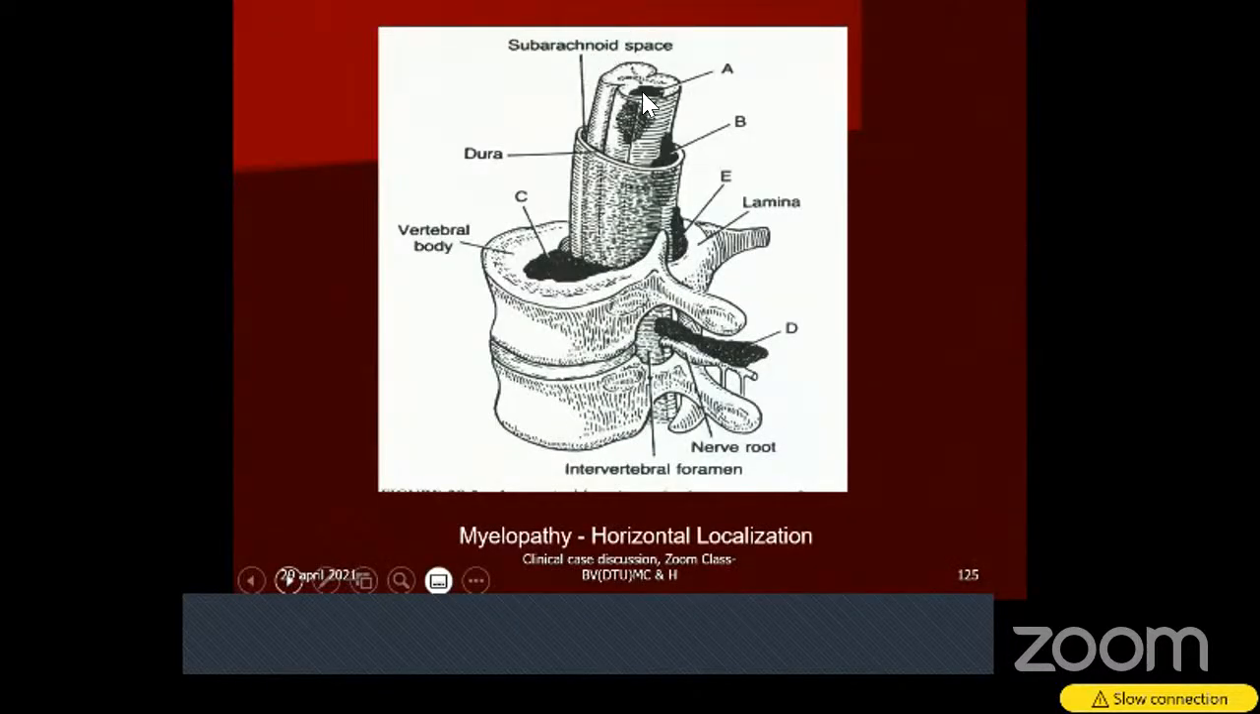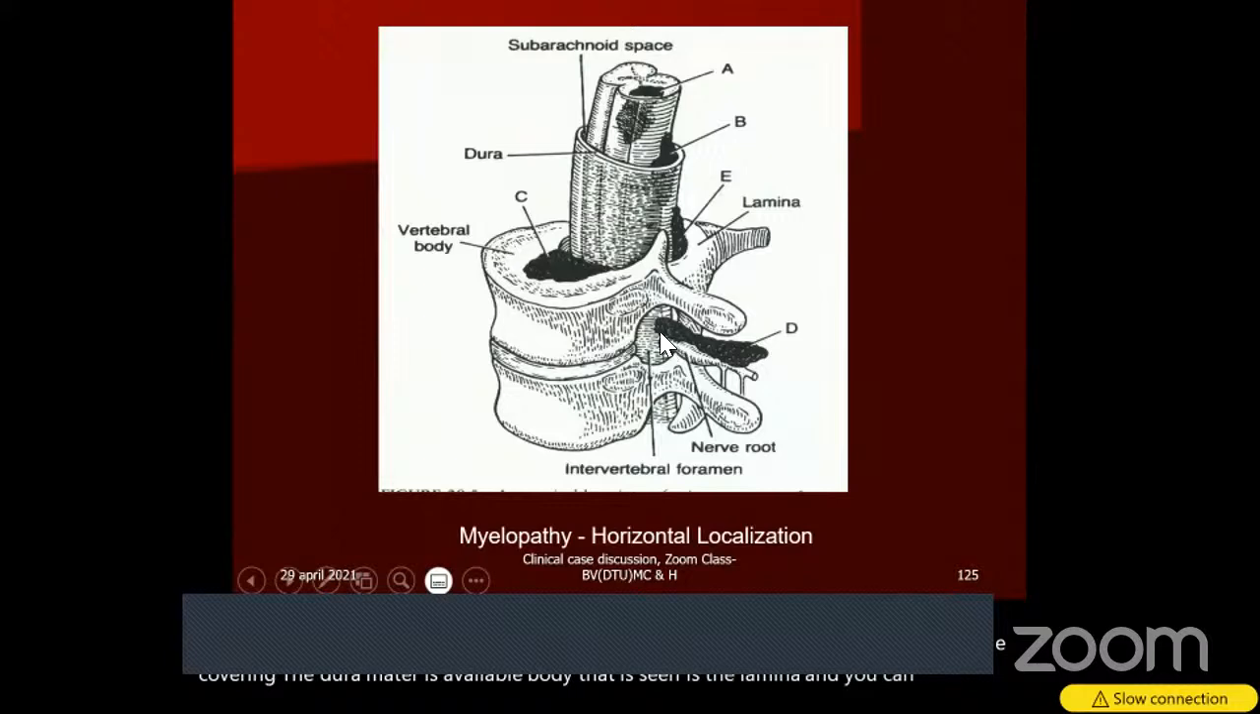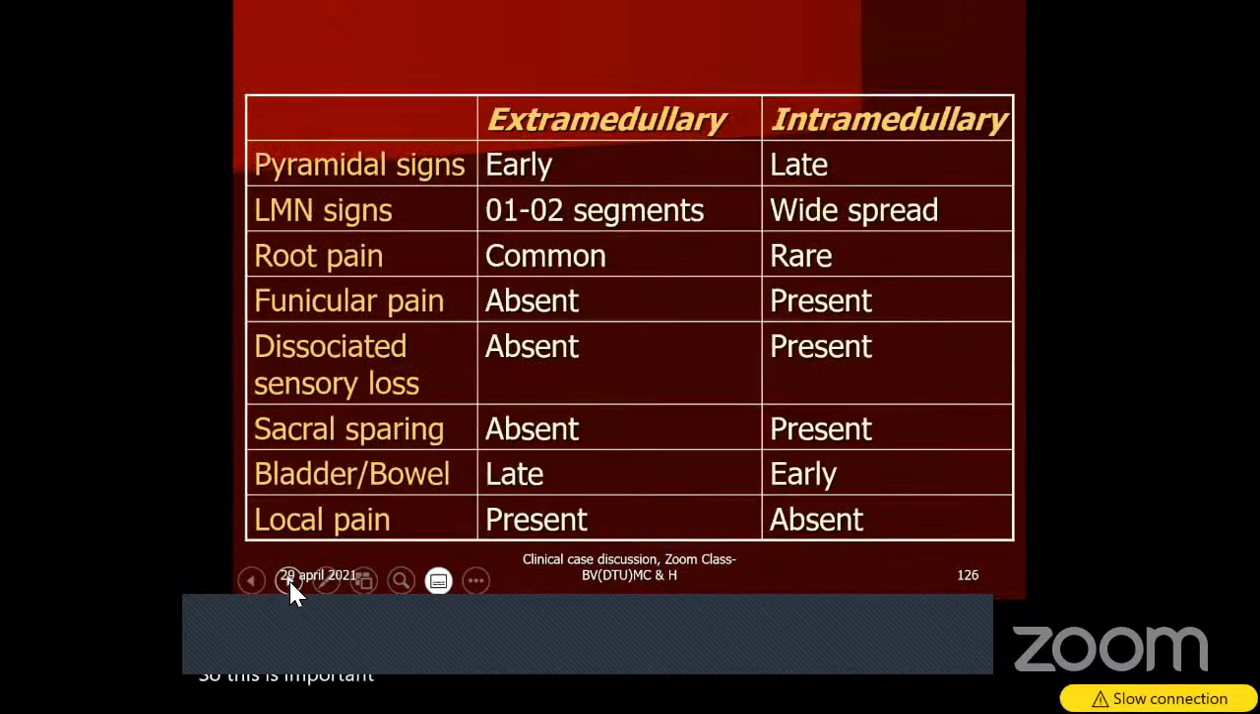This is the subarachnoid space. This is the spinal cord. You can see that this is the covering, that is the dura mater. This is a vertebral body that is seen. This is a lamina, and you can see the intervertebral foramina and the dorsal nerve root that is coming out. This is the intervertebral foramen that you are seeing, and you can have impingement on this nerve causing pain. So this is an important diagram to remember. The extramedullary and intramedullary differences can be studied in this fashion.